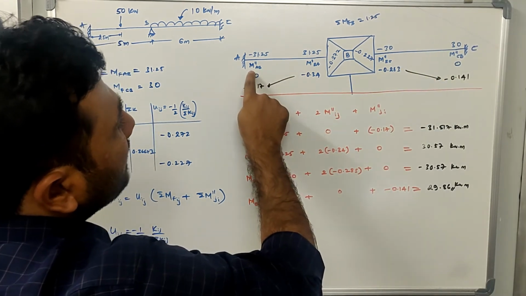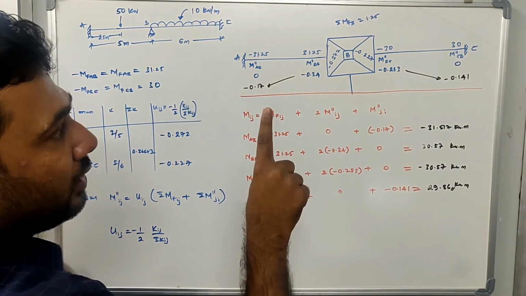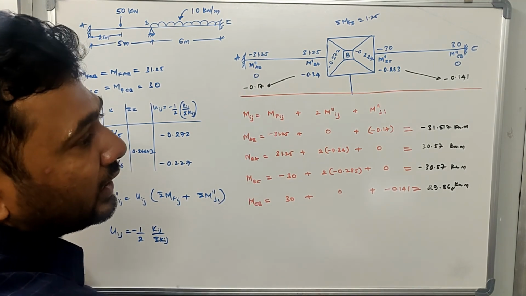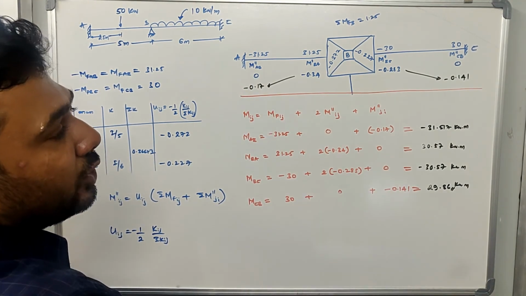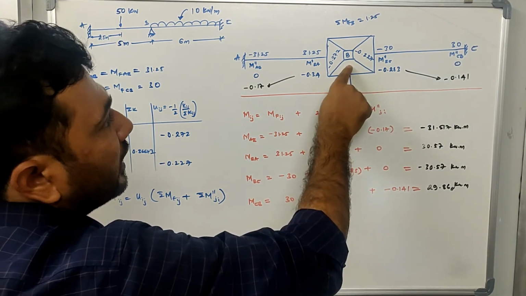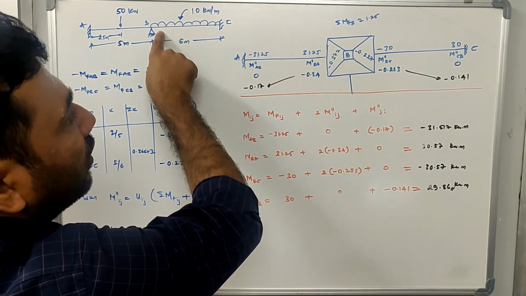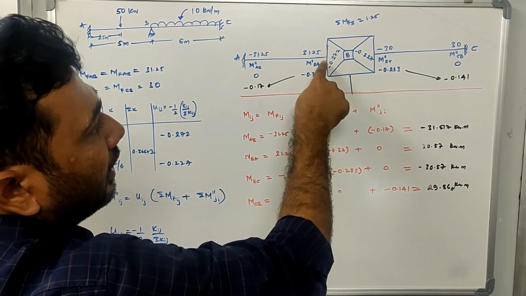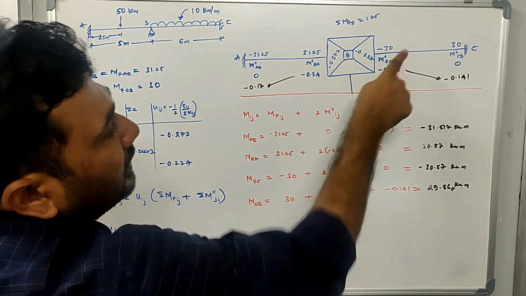Why? Because these are connected by only one member. It means this is your fixed end, which does not have rotation until and unless it is given in your problem. Right now B is your internal joint, which will undergo the rotation. So that's why I am considering only joint B and the members connected on joint B. I am calculating the rotation moments.